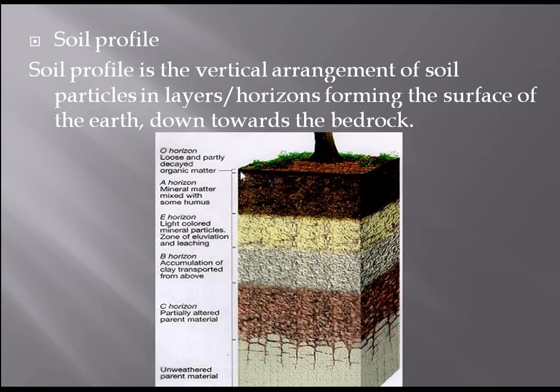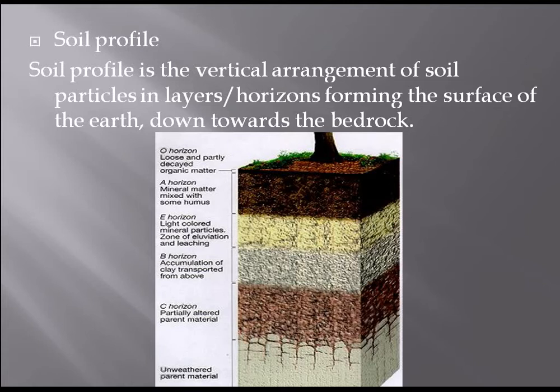This dark, black layer that you see here is the organic matter. It is loose and partly decayed organic matter from the plants and organisms mentioned. Then we come down to a horizon where we have mineral matter mixed with some humus, as we shall see. Then we have the E horizon, light colored mineral particles, the zone of eluviation and leaching. We shall also understand the process of leaching here.